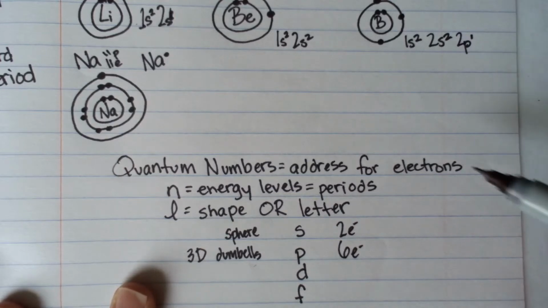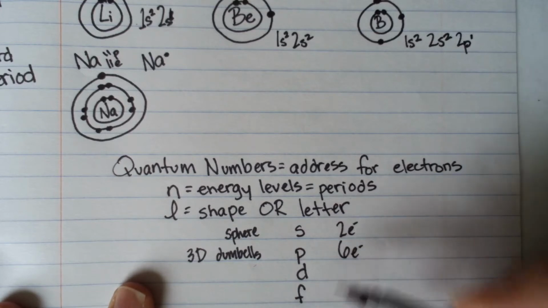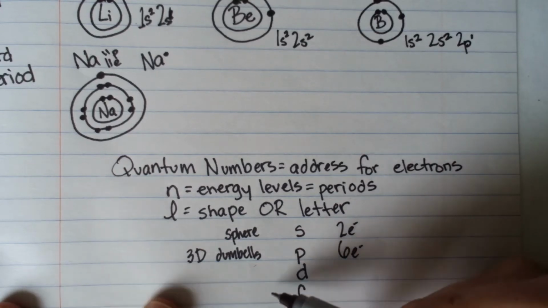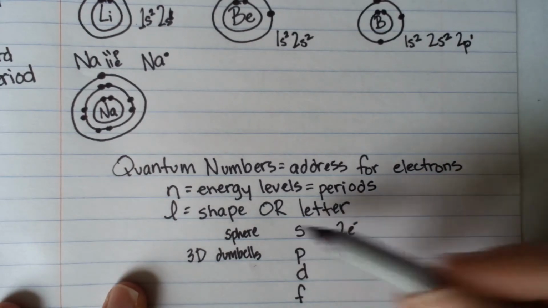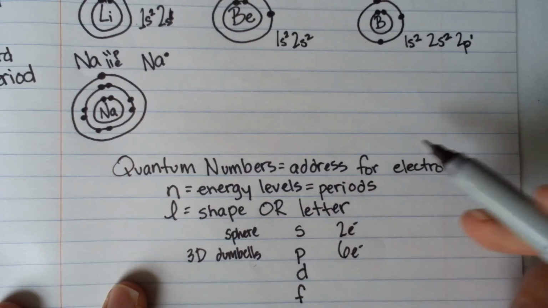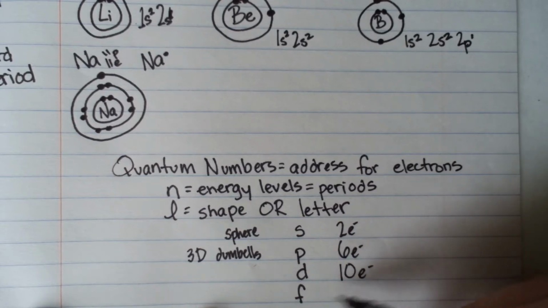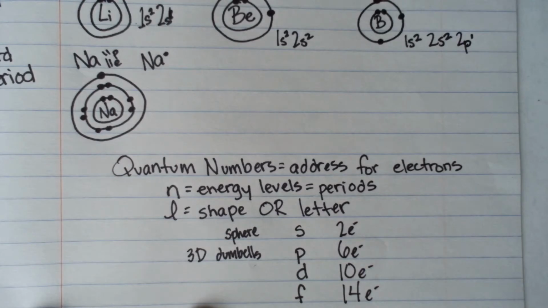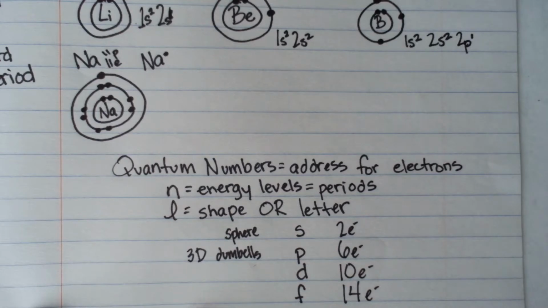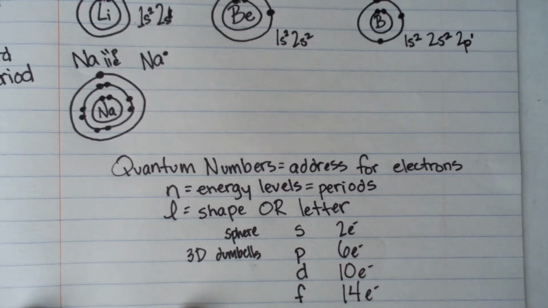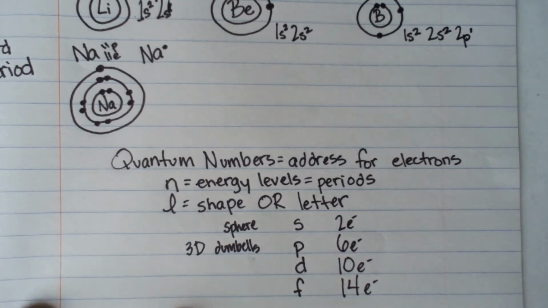D and F are really strange shapes. There are 5 different configurations for D and 7 for F. You need to be able to tell the dumbbell and the sphere for P and S. And then for the D orbital, we know that that can hold 10 electrons, and the F orbital can hold 14 electrons. This is going to come into play as we move on to writing electron configurations, and that's where we're moving today. We are going to look at these first 2 quantum numbers, and then we will add to that later.